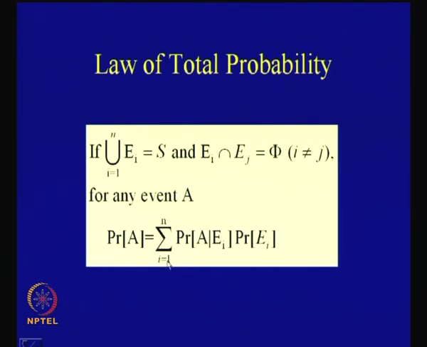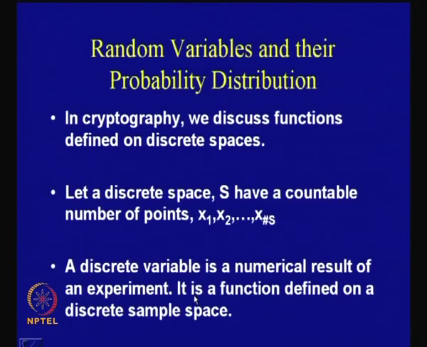Okay, so i runs from 1 to n. This is also a very handy rule for doing our computations. When we are talking about cryptography, we are essentially not talking about a continuous probability space. We are actually talking about a discrete space. Therefore, in this case, the total possible sample points can take some discrete possible outcomes.